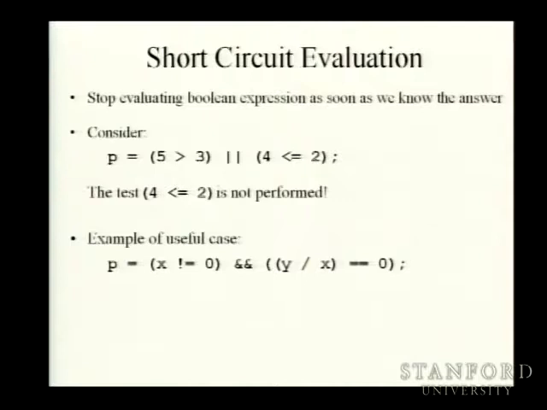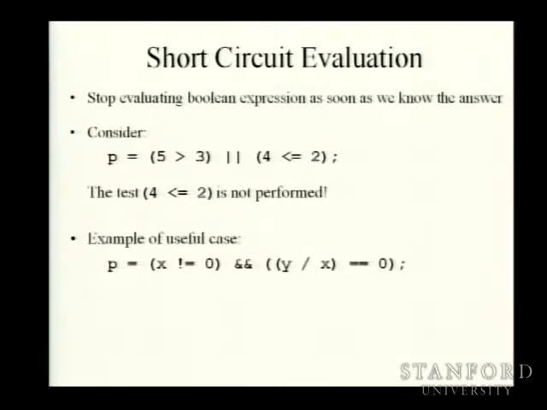Let's say you want to avoid dividing by 0, because dividing by 0 is an error. You can say, well, p is equal to x is not equal to 0. If x is equal to 0, this is false. False and anything is false, so it won't evaluate the second part over here, and you'll never actually divide by the 0. If x is not equal to 0, this is true.